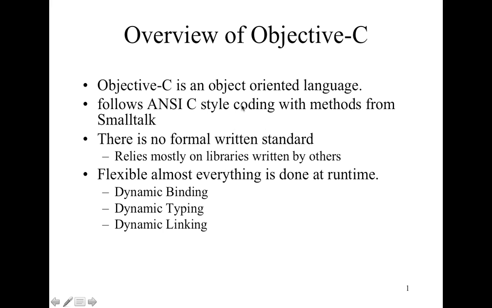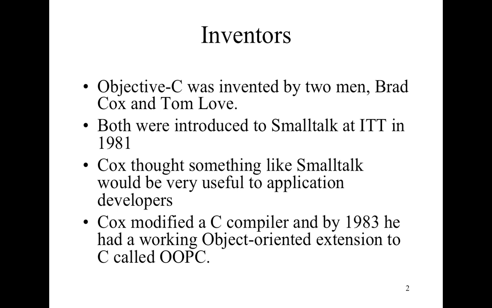So Objective-C follows C, follows Smalltalk. There's no formal standard in Objective-C. Everything is dynamic. So everything is dynamically bound, dynamically typed, and dynamically linked. What does that mean? That means, well, nothing to you, actually. It's just something to get used to. It means that you don't have to worry about how the program's going to run. It's just controlled by the runtime environment.